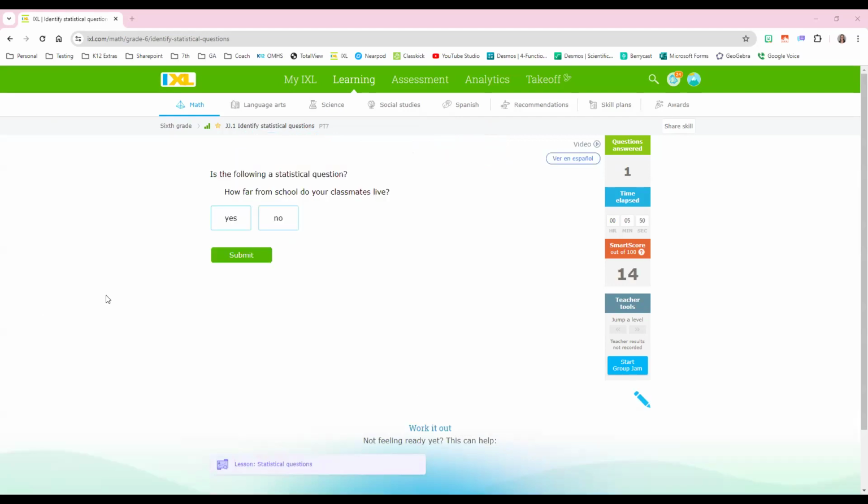All right, how about this one? How far from school do your classmates live? Would this be statistical or not? When I break this question down, I see that it says classmates. That means I would be asking every single person in my class how far away from school they live. So yes, I can collect data on this. Everybody's going to have a different answer because they all live in a different place. So yes, this one would be statistical because we're asking a variety of people and we're going to get a variety of answers that we could collect data on.